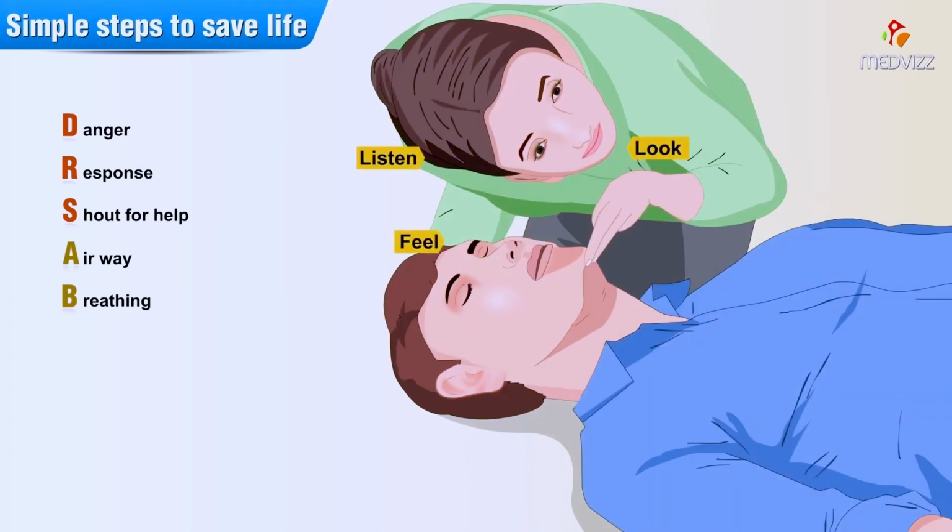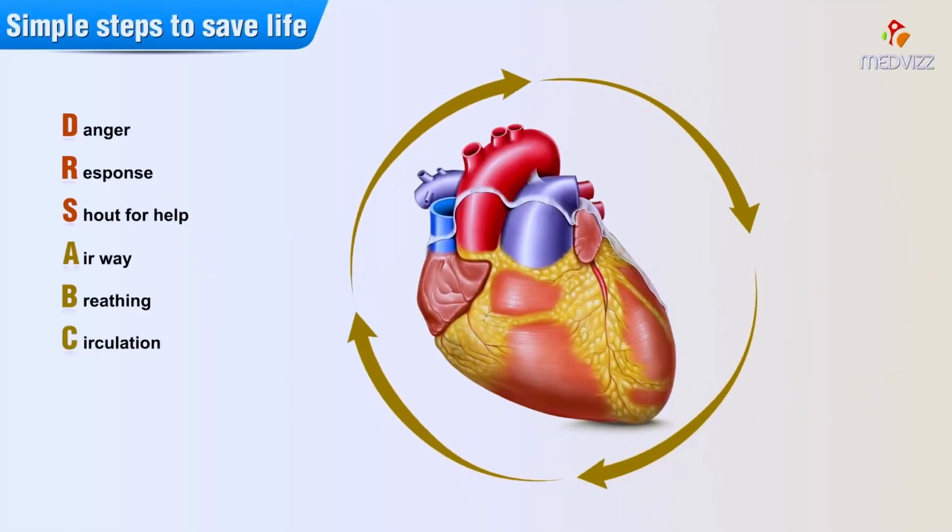You look for chest movements. You listen for normal or abnormal breath sounds, and then you can use your face to feel the person's breath on your face. If there are abnormal breath sounds or there is no breathing at all, then you move to C, which is circulation. Normally, circulation is done for us by our heart, but where the heart is not able to do this, we move to compressions. We have to perform 30 compressions and give 2 rescue breaths.